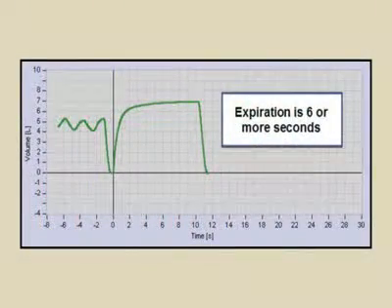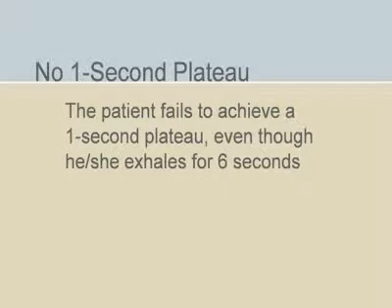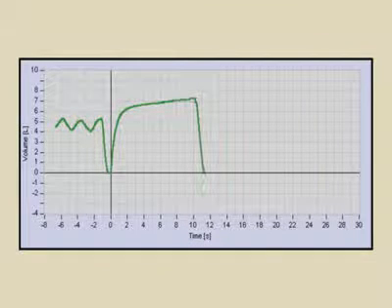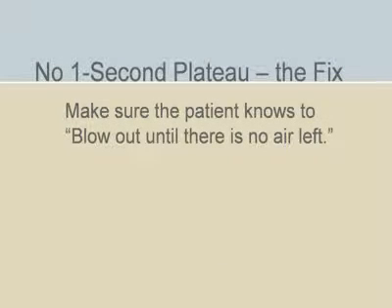The patient may achieve end-of-test criteria by re-instructing him or her to blow out for at least 6 seconds and achieve a 1-second plateau. Observe the volume time curve, which illustrates a 6-second expiration time and a 1-second plateau. The patient may exhale for 6 seconds, or 3 seconds if the patient is 10 years of age or younger, yet fail to achieve a minimum 1-second plateau, resulting in an unacceptable volume time curve. Make sure the patient continues expiration until there is no air left.